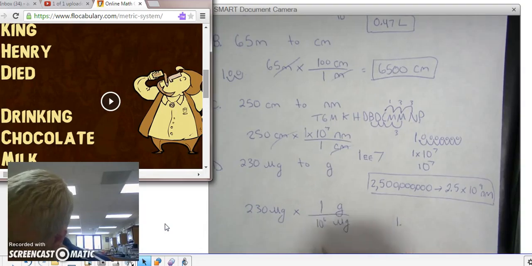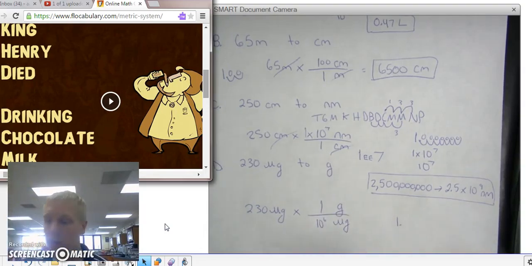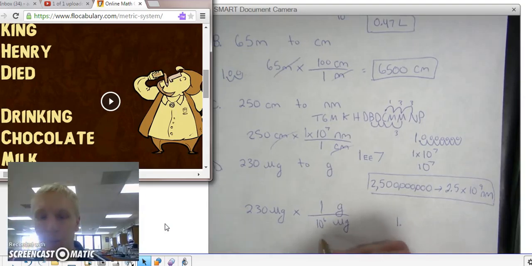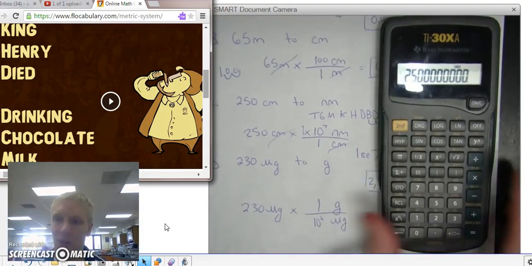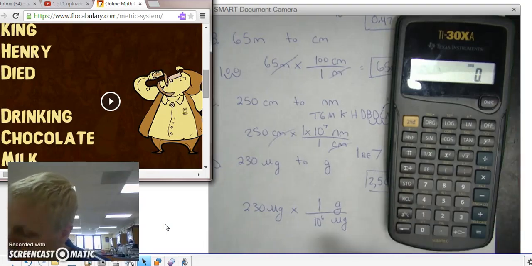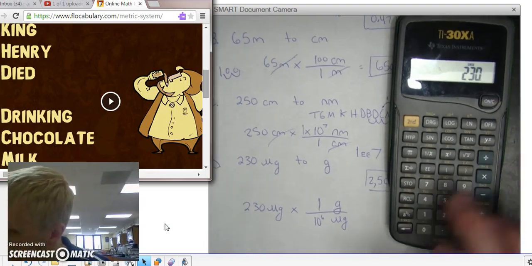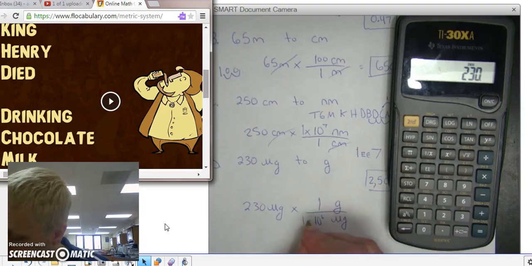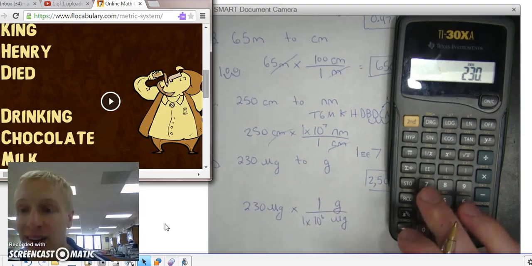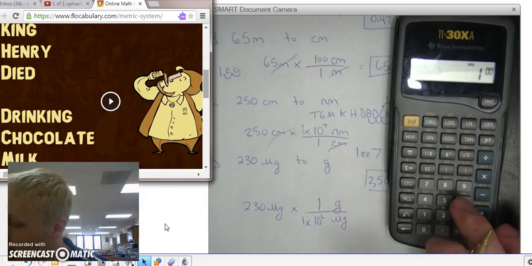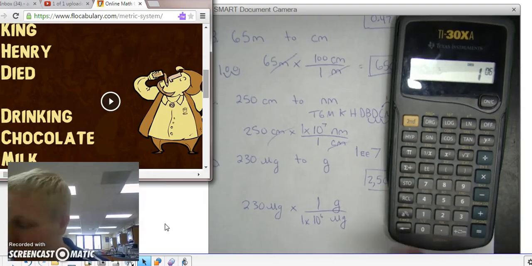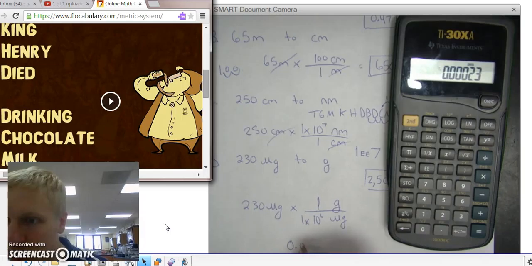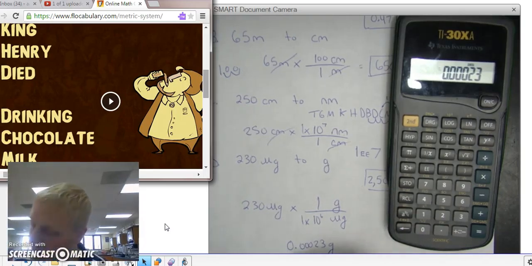Technically it's 10 to the 6 because I moved 6 steps. 230 times 1 divided by 10 to the 6 is going to be my answer. Why don't we do this together? We've got 230 divided by 1 times 10 to the 6. In your calculator, you're going to type that in as 1e6. 1e6 is the same thing as 1 times 10 to the 6. Looks like I've got my answer as 0.00023 grams is equivalent to 230 micrograms.